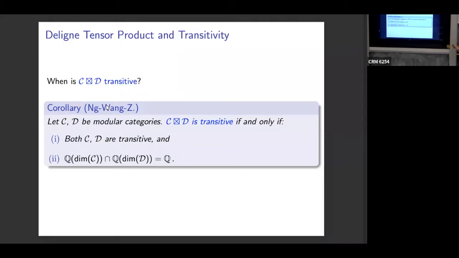If you have two modular tensor categories, their Deligne tensor product is transitive if and only if both of them are transitive, and if you consider the field extensions Q adjoining the dimensions of C and Q adjoining the dimensions of D, they have trivial intersection. So as an application of this corollary, let's construct some transitive modular tensor categories.